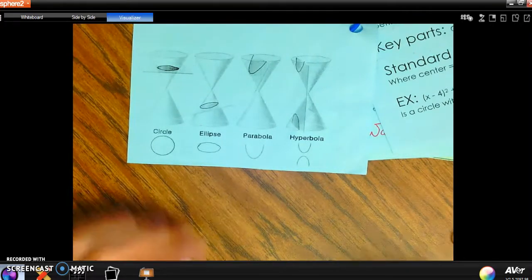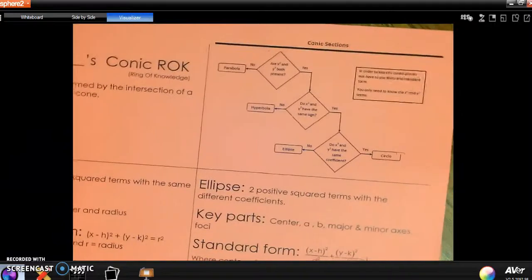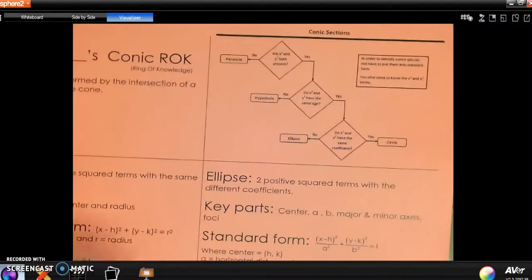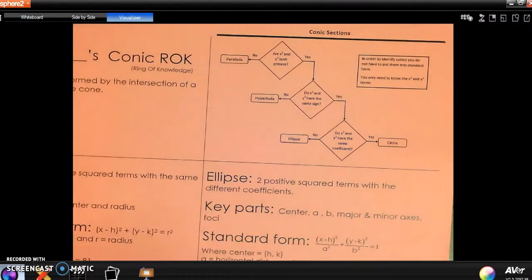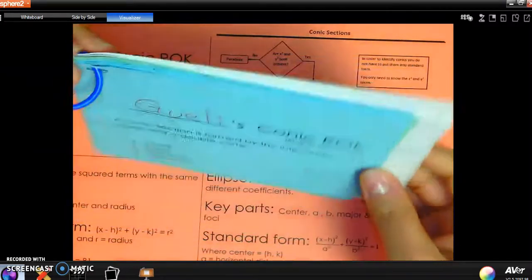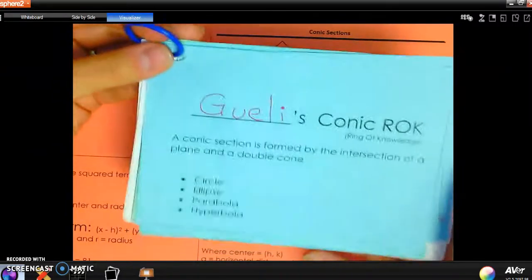So how are you going to identify which pieces are what? In your ring of knowledge, which I'm affectionately going to call your rock, there is a way that you can classify conics. You've got this salmon colored sheet of paper here, and you can take some time today and cut it up. I punched a hole in the upper corner, so I can give you a paper clip to hold it together. Or for those of you that prefer, you could just use index cards. But I'm calling it your ring of knowledge, or your conic rock.